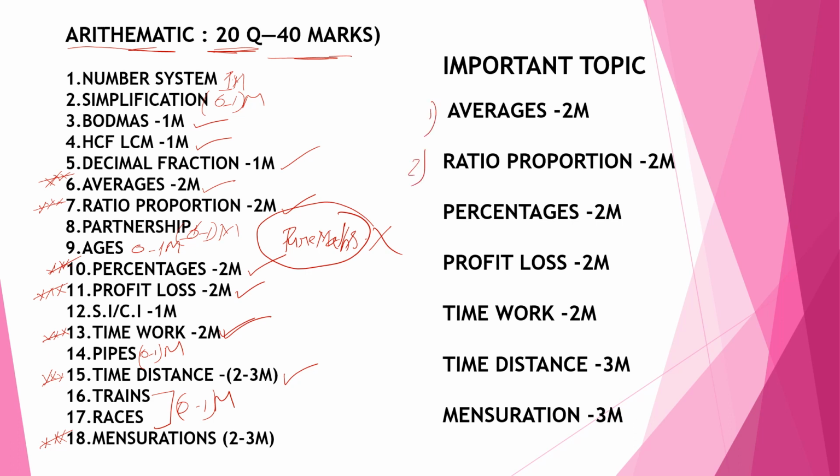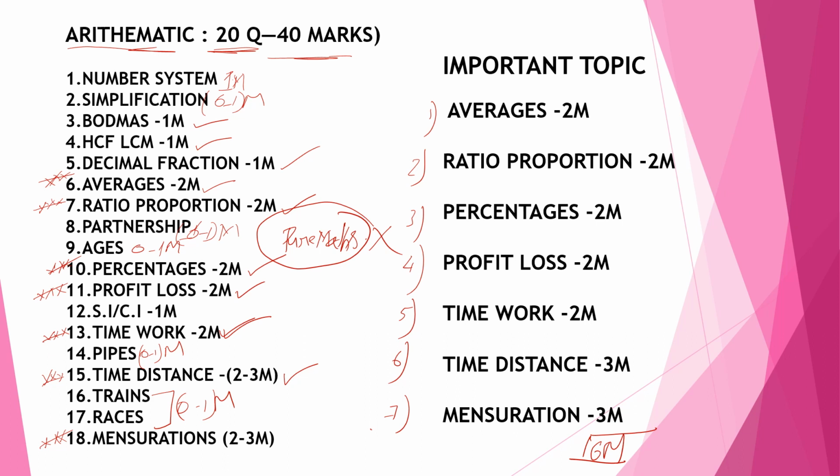Ratio proportion 2 marks you will get. Percentages 2 marks. Profit and loss 2 marks. Time and work 2 marks. Time and distance 3 marks. Mensuration 3 marks. So total 7 topics are there. From these 7 topics you can score 2 plus 2 is 4, 6, 8, 10, 13, 16 marks. So students, you need to do these 7 topics first. Later you can concentrate on the other topics.